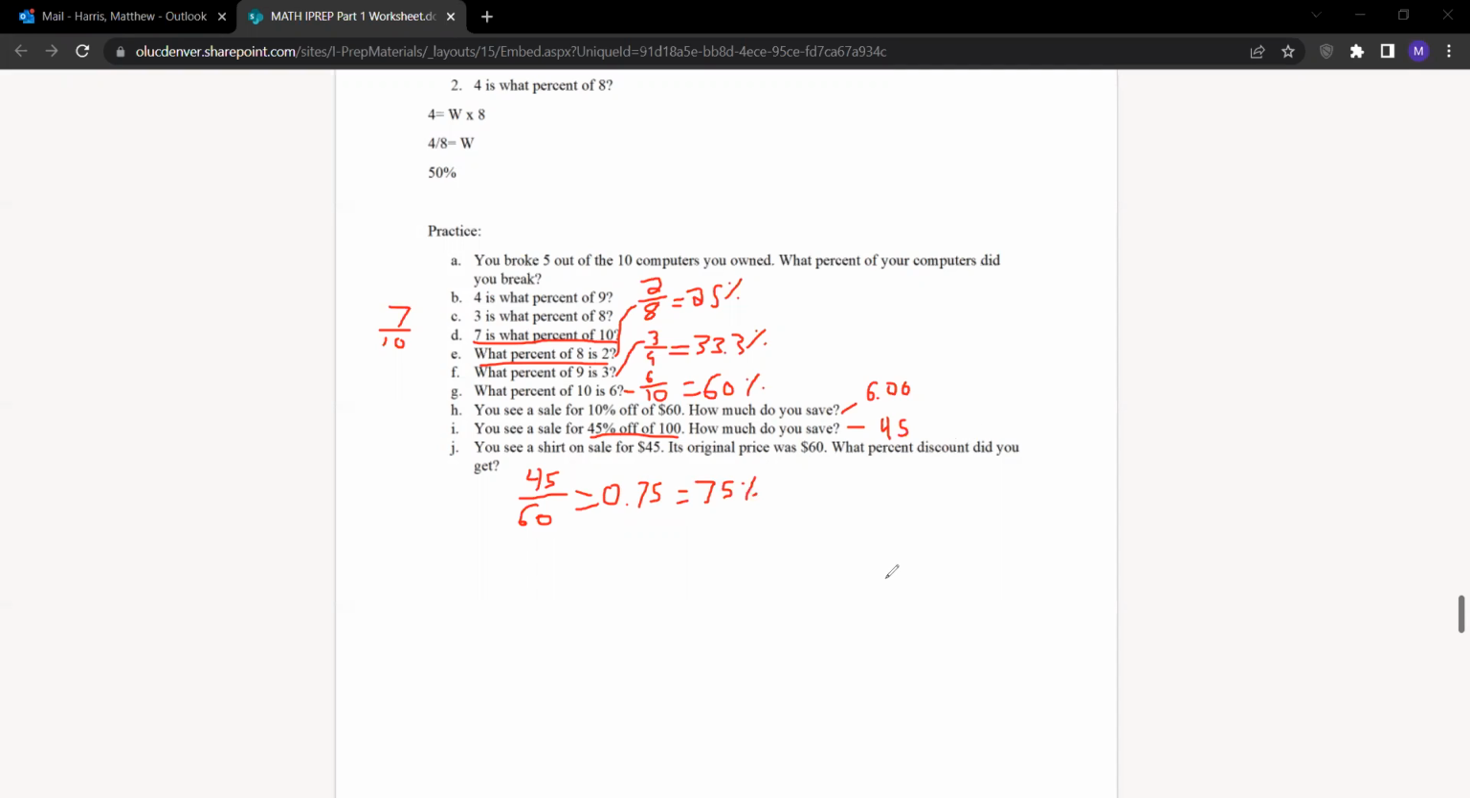But this is not the discount you got, right? That is how much you paid. So to get the discount, you'd find the opposite. So if it's out of 100% minus 75, then you get a 25% discount.